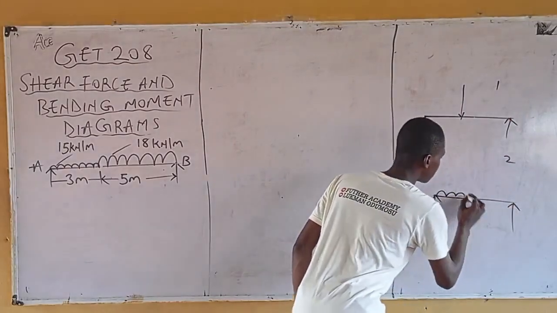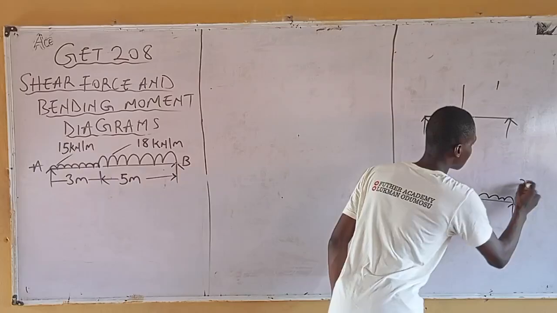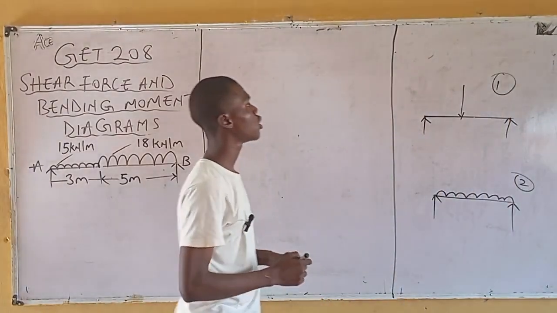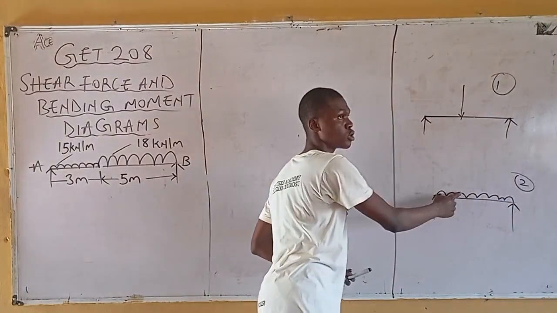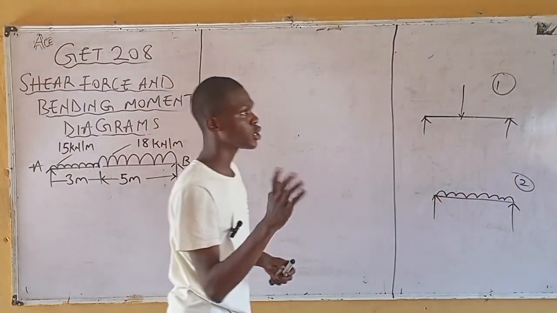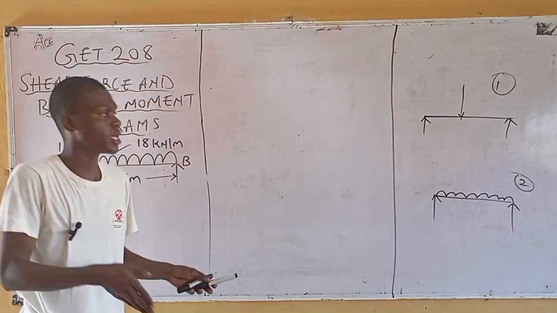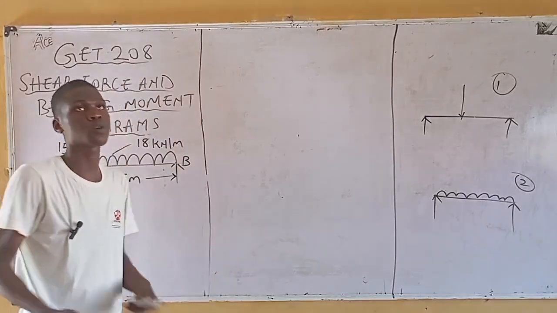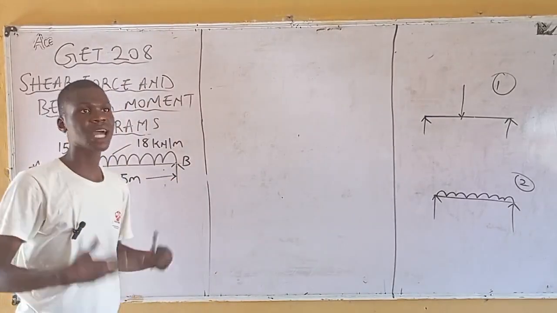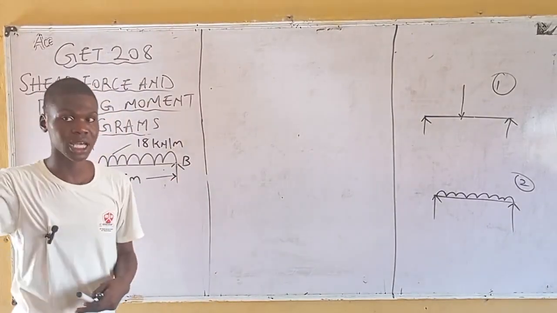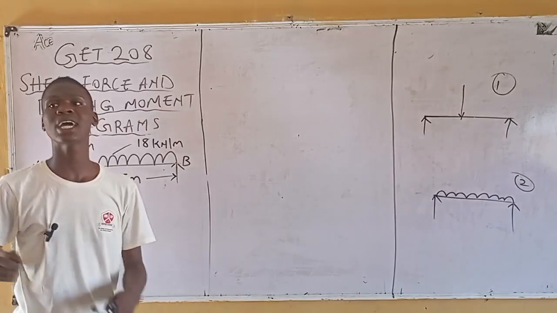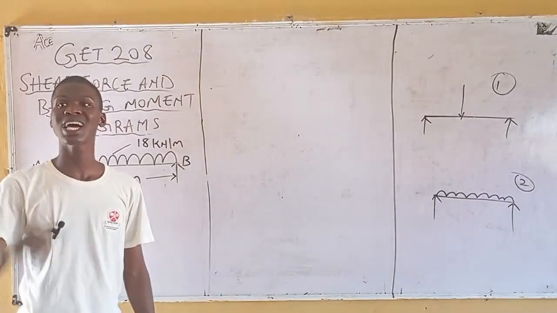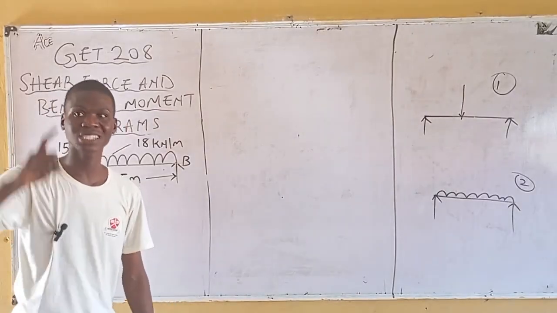Let's say mathematically, this is 1, this is 2. This is a load, this is also a load. By definition, a beam is a structural member subjected to different types of load acting at right angle to its axis. Keyword, at right angle to its axis. Meaning that every load subjected to your beam must act at right angle to the axis of that beam.